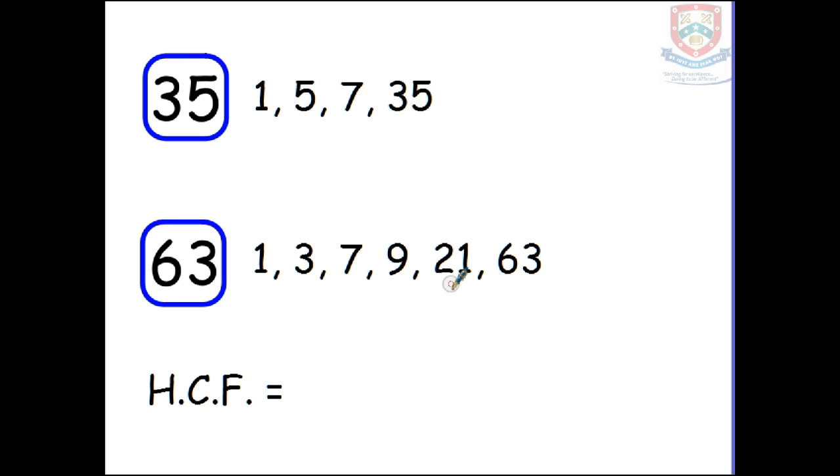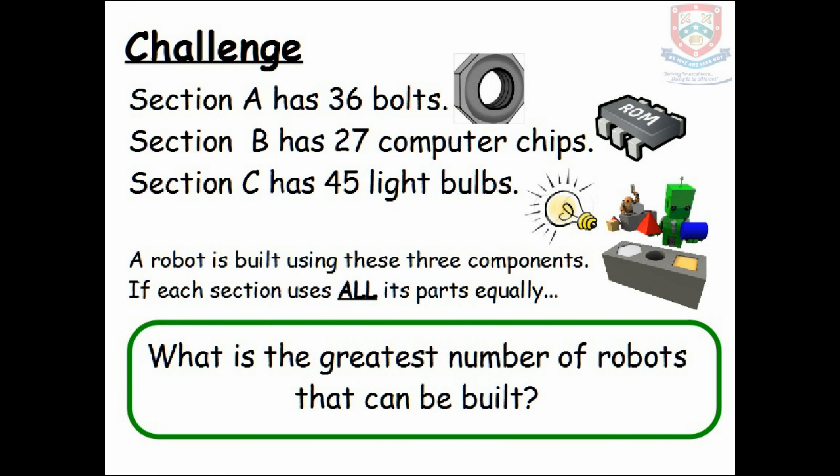So now trying to find the HCF, or highest common factor of these 2 numbers, we look to find the biggest number in both lists. In this case, it's 7. 7 appears in both lists, it is the biggest factor, so therefore our HCF is 7.